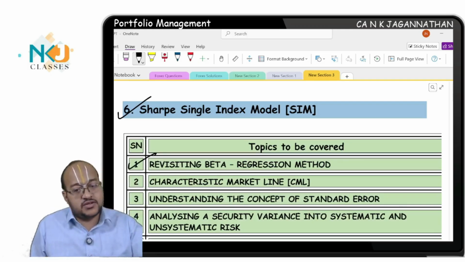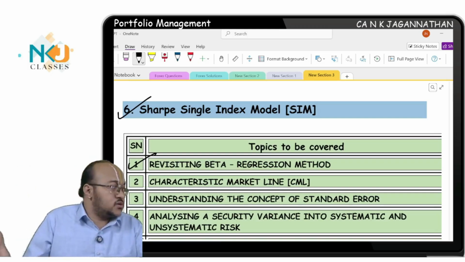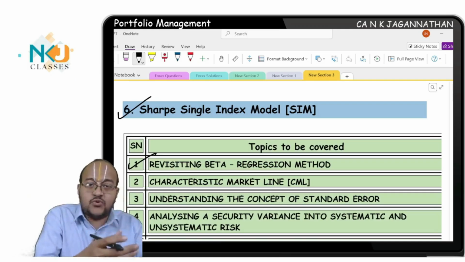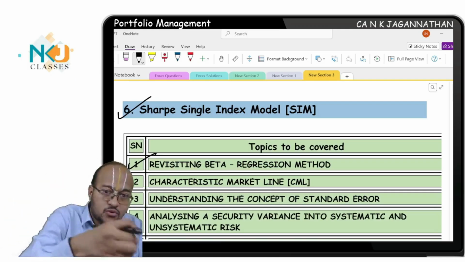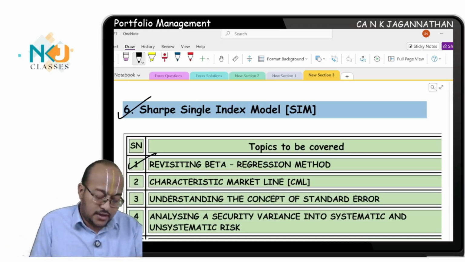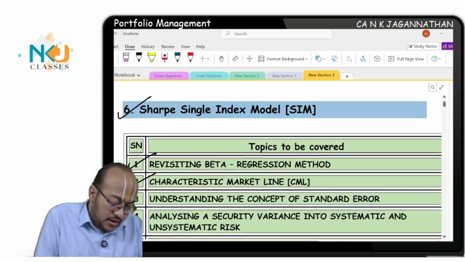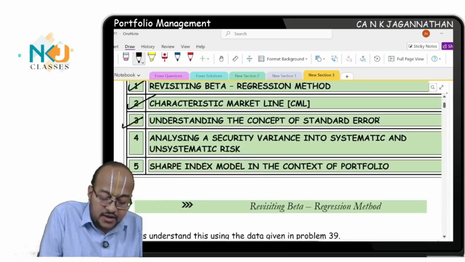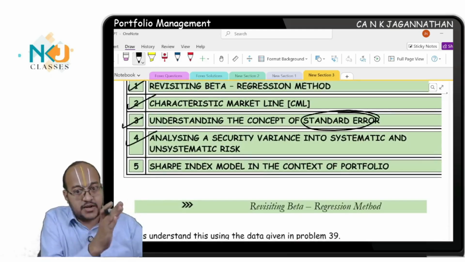Beta we are going to revisit again, and we are going to calculate beta again under regression model, and we will discuss how both the values will be same, because actually it is derived from regression method only. It will be same as correlation method, right? Next, we are going to discuss characteristic market line. Next, understanding concept of standard error. Then analyzing a security variance into systematic and unsystematic.